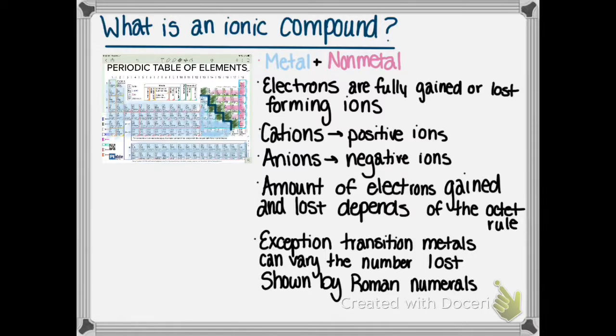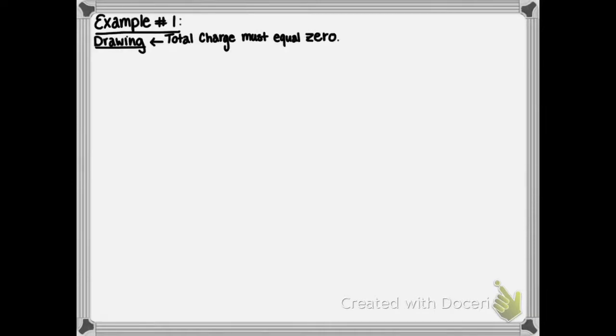All right, moving forward, we're going to do some examples. We're going to look at how we draw ionic compounds and how we write ionic compound formulas. We're also going to look at a simple way to check how many of each element there are, and then we'll finally end with naming. Our first example is going to be a drawing for aluminum and oxygen.